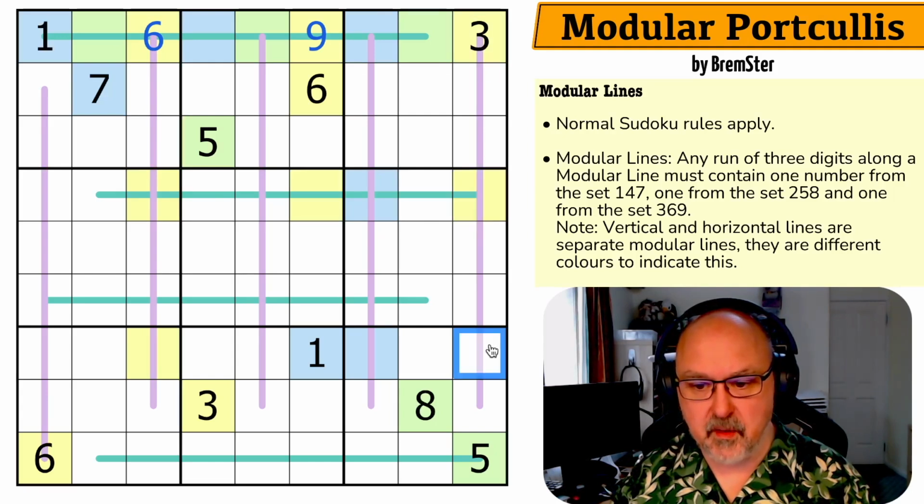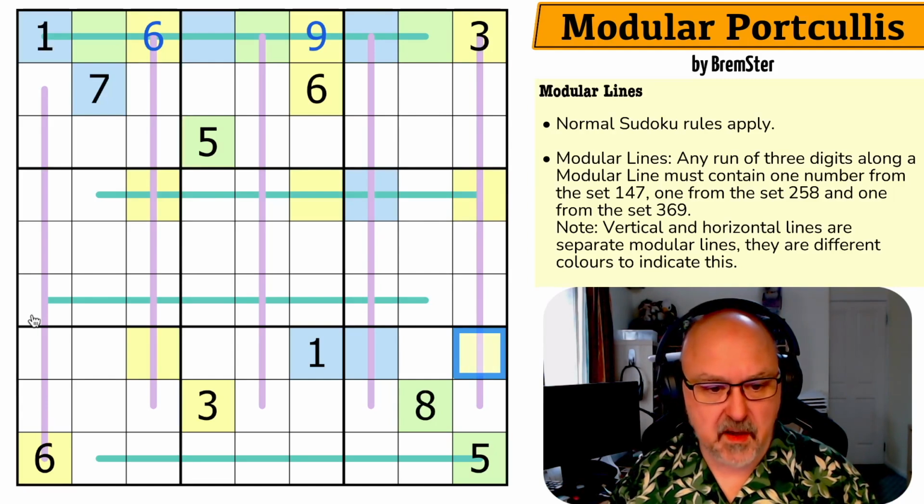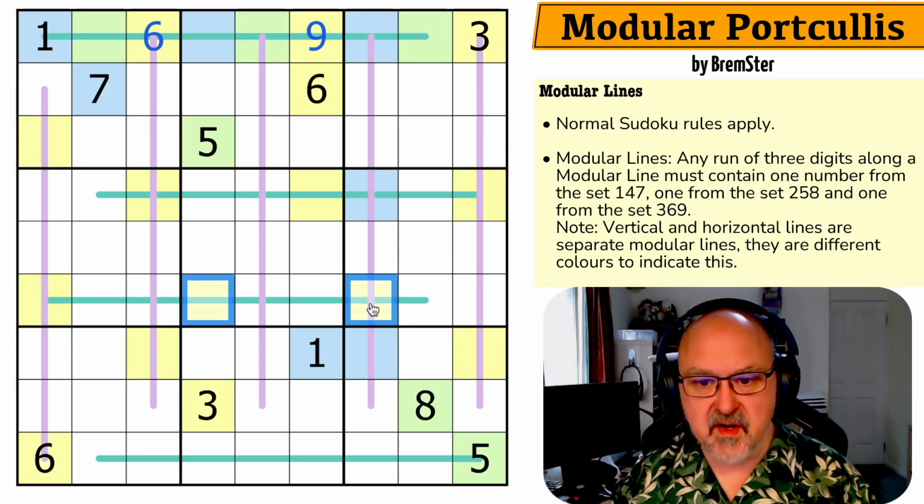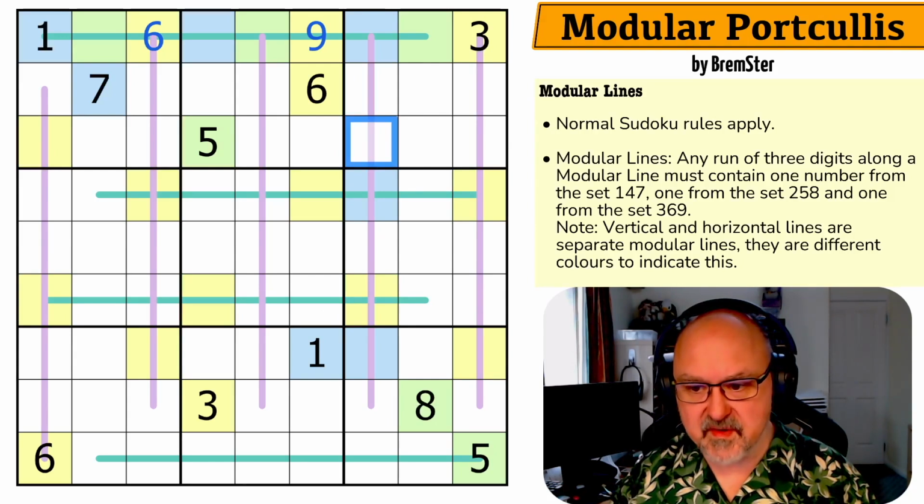There was already a yellow on this one, so every third digit along this one must be yellow. There's a yellow on this one, so every third digit along this one must be yellow. There's a yellow now here, so every third digit along this one must be yellow. So that means that one must be yellow to make that work. That one must be yellow to make it work.